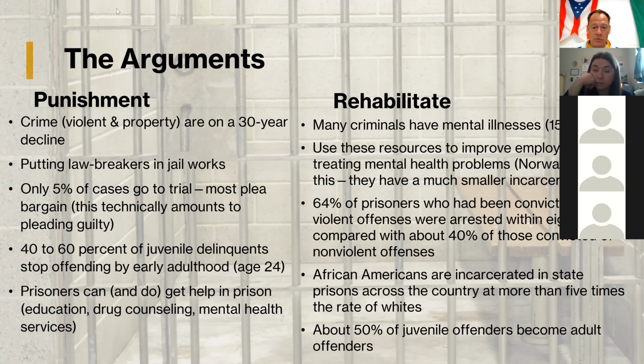All right, now, how about rehabilitation? People that advocate for rehabilitation say many criminals have mental illnesses, 15 to 20%, and they commit crimes because of their mental illness, or they get apprehended by the police because of their mental illness and they haven't been able to take their medication. We talked about this when we did the section on the Wednesday debate on defunding the police.